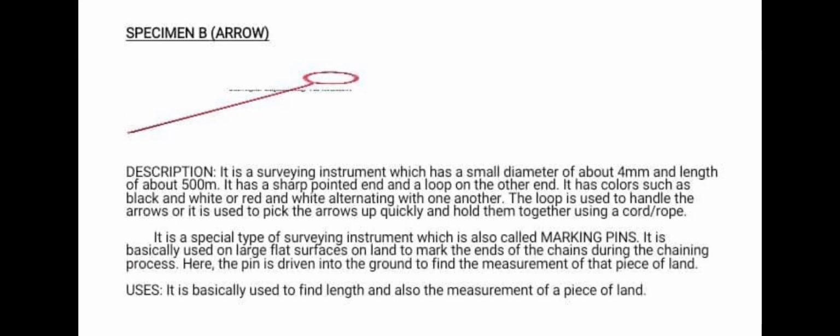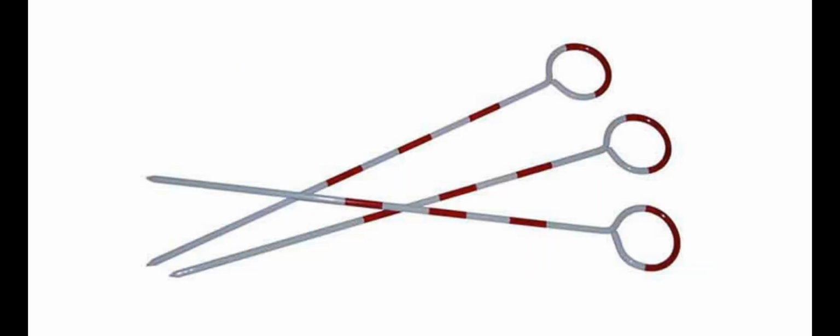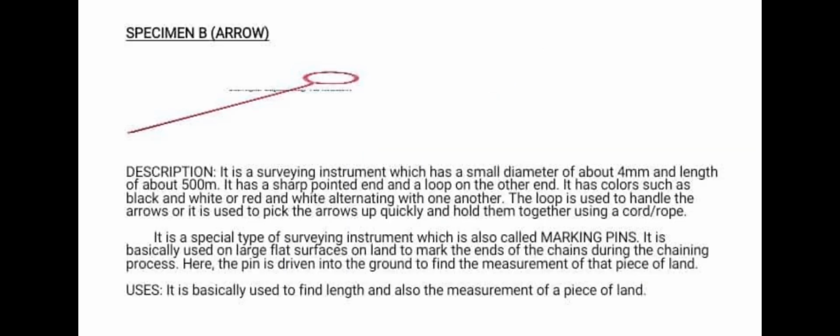So the next specimen B is an arrow or a marking pin. So for description, specimen B is a surveying instrument, just like A. It has a very small diameter of about 4 millimeter and the length of about 50 centimeter rather, not 500 meter.